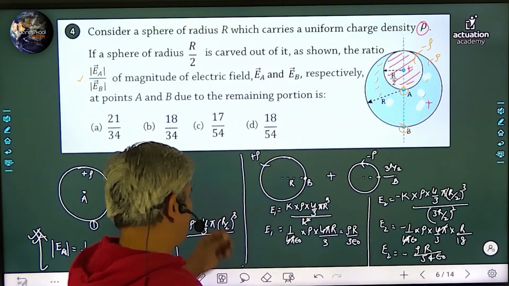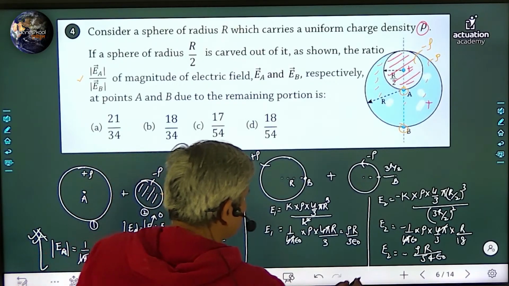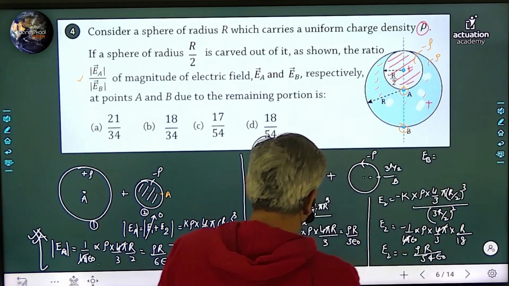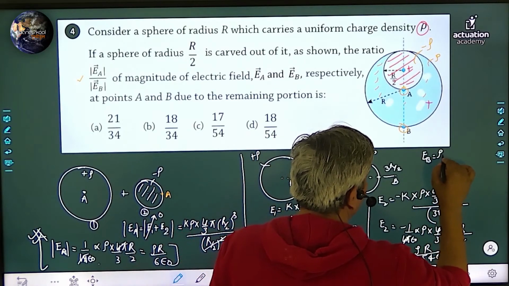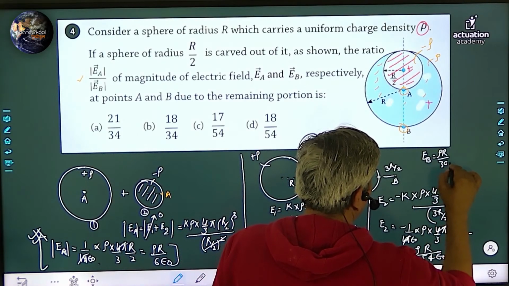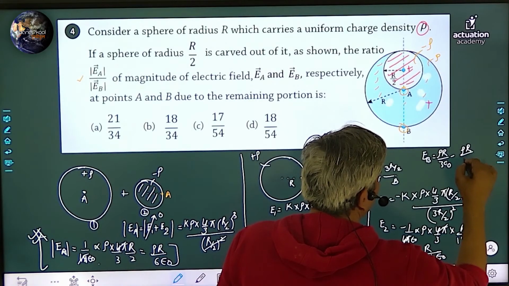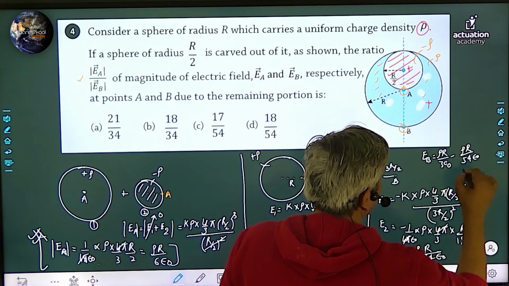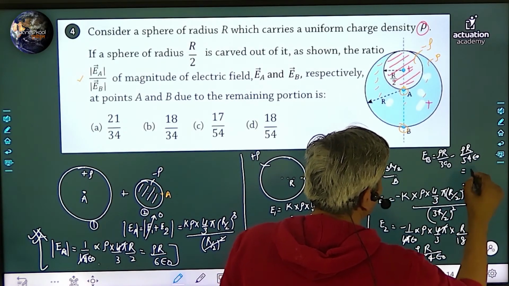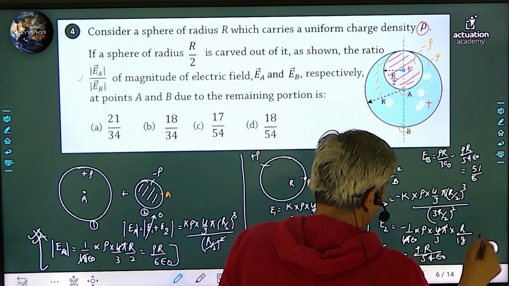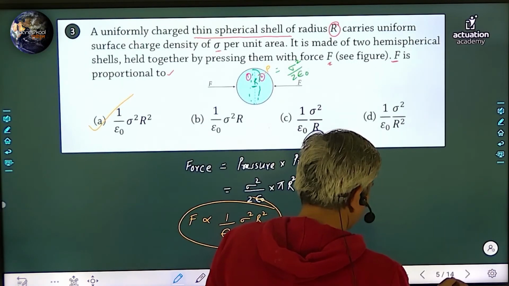Now the total field at B can be written as E1 plus E2, which is rho r by 3 epsilon naught minus rho r by 54 epsilon naught. This will give us 51 by 54, sorry, 51.